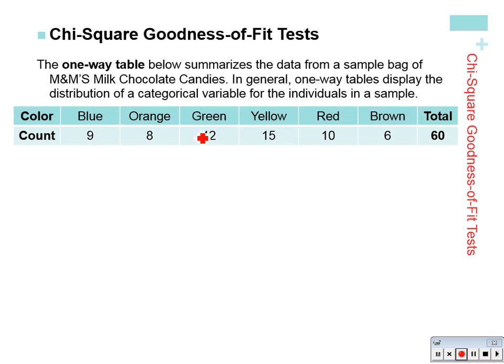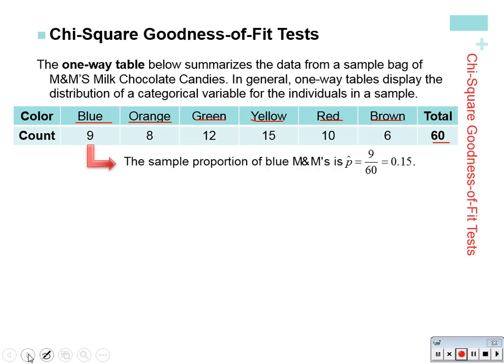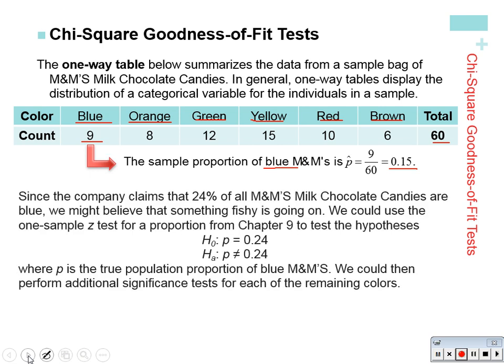So here's an example of a one-way table. We have, for a bag of M&Ms, the one-way table displaying the distribution of the categorical variable for the individuals in the sample. So what we have is the color of the M&Ms: blue, orange, green, yellow, red, and brown. A total of 60 M&Ms, and how many for a given bag of M&Ms, what the color distribution was for a randomly chosen bag. So if you notice here, the sample proportion of blue M&Ms in the bag would be 0.15. So this is what we're observing from the randomly chosen bag that we have here.